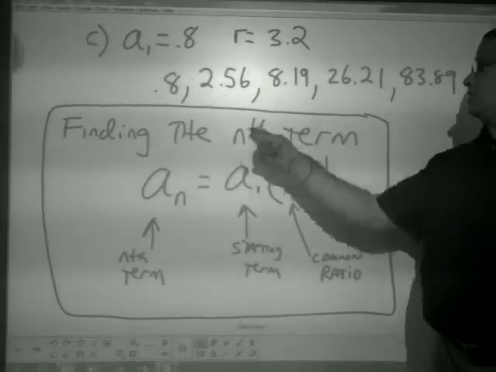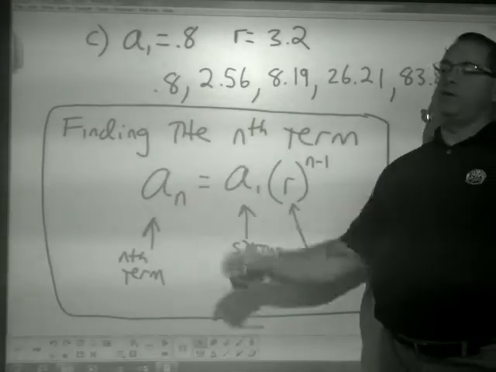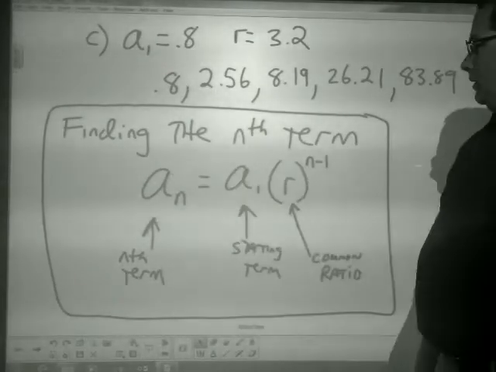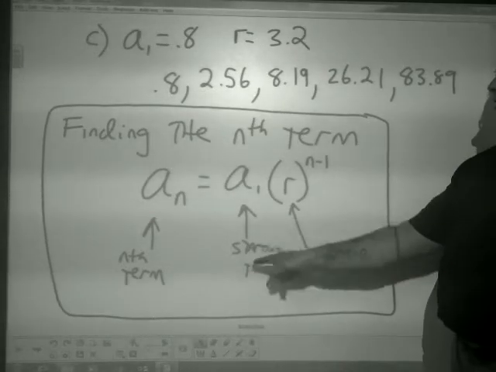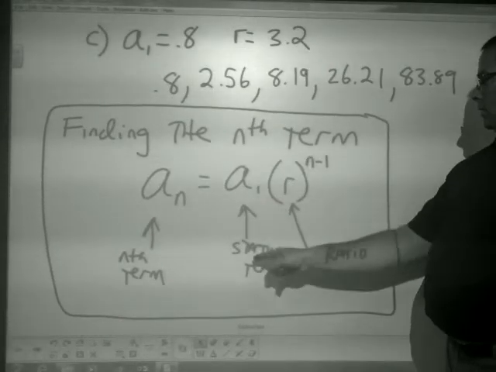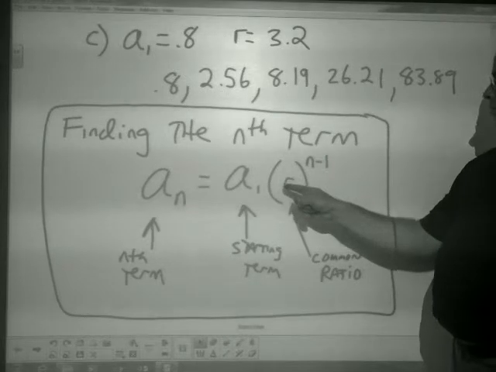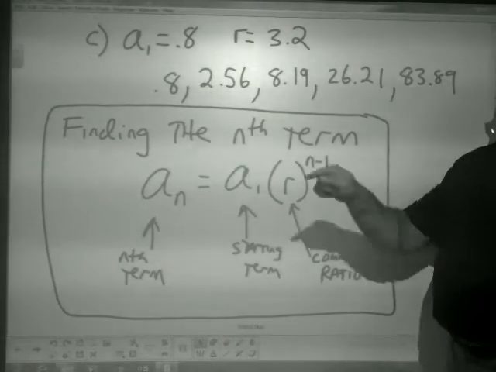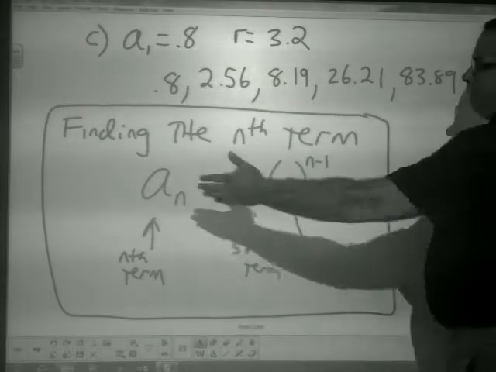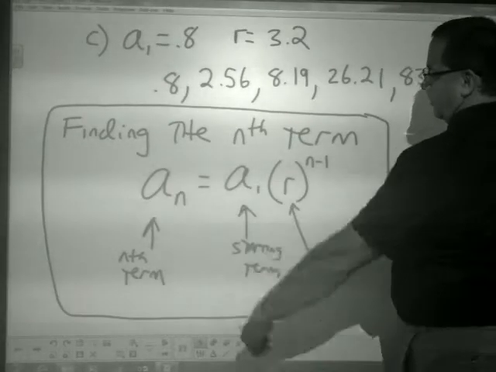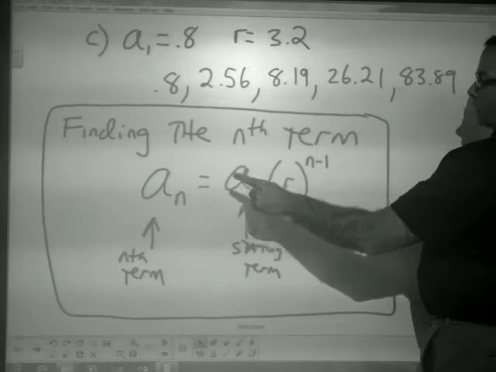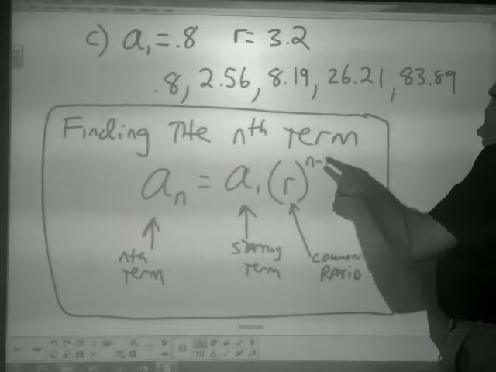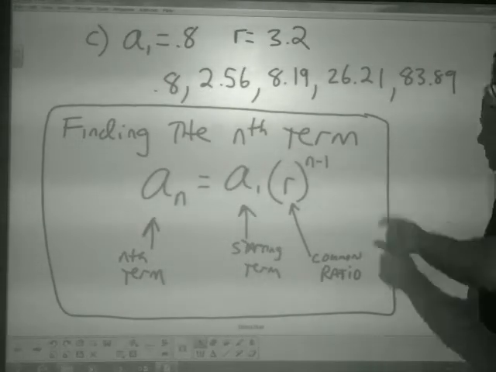Finding the nth term. Sometimes they're saying, well, find what this term would be. You have a term that you're going to start on, you have a common ratio, and then you have n minus 1 terms more than the one that you started on. So if you want to find, for example, the 6th term, you're going to start at the first term, and you're going to do this multiplier 5 more times.